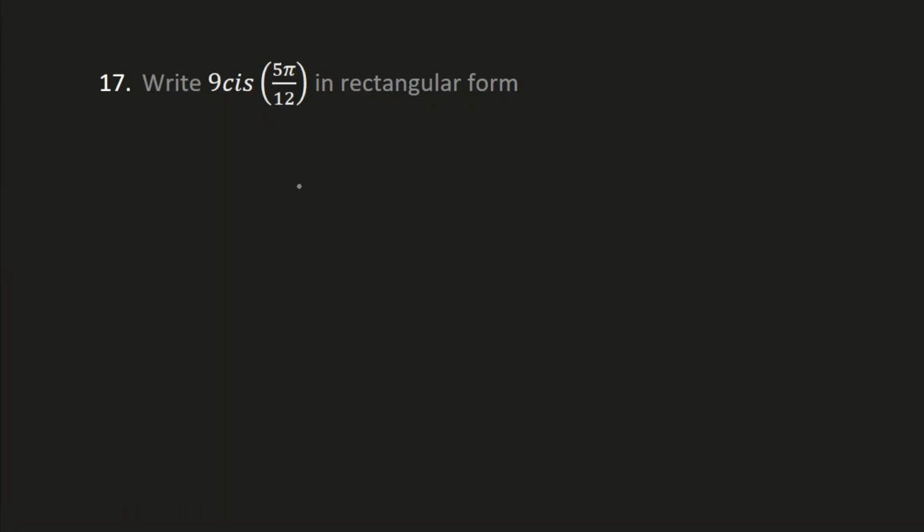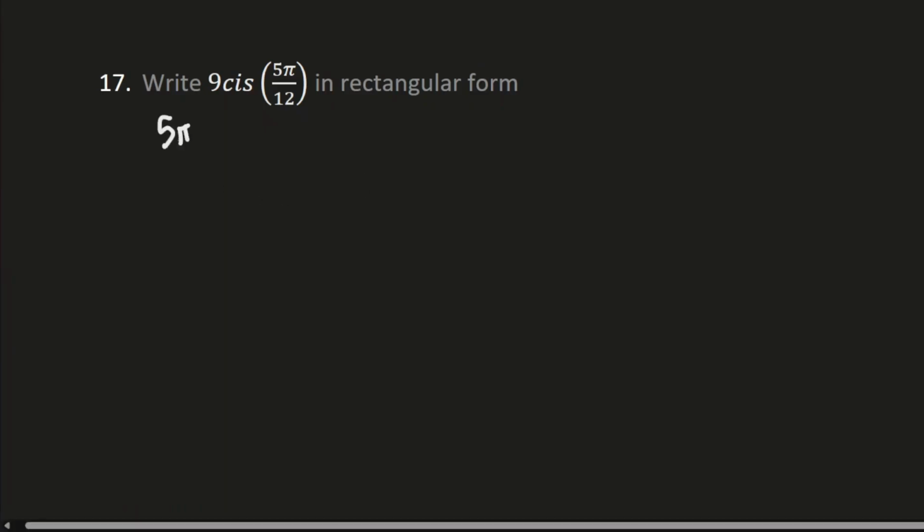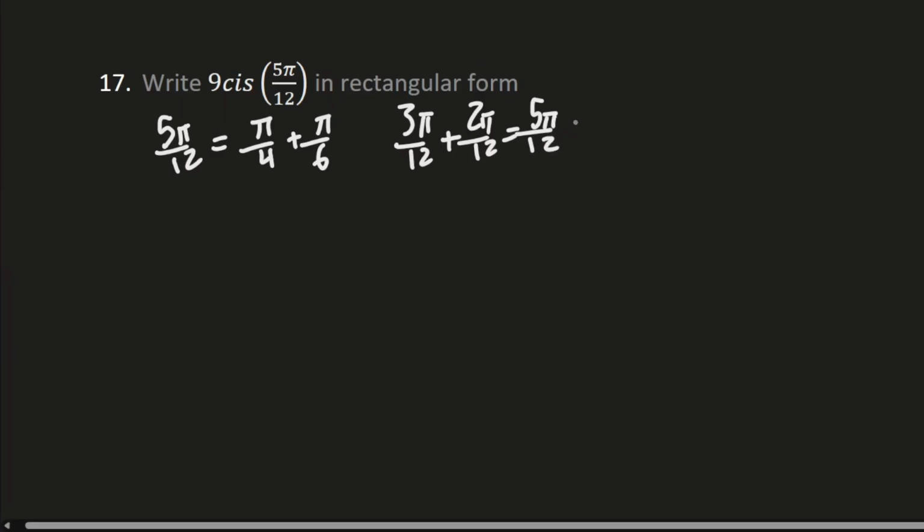For this question, we see that the angle is 5 pi over 12, which is not one of the common angles that you're going to remember. And so we are going to make use of the sine and cosine addition identities in order to find the exact value for the trigonometric functions. The first thing we need to realize is that 5 pi over 12 is equal to pi over 4 plus pi over 6, because pi over 4 is equal to 3 pi over 12, and adding pi over 6, which is 2 pi over 12, gives us 5 pi over 12.